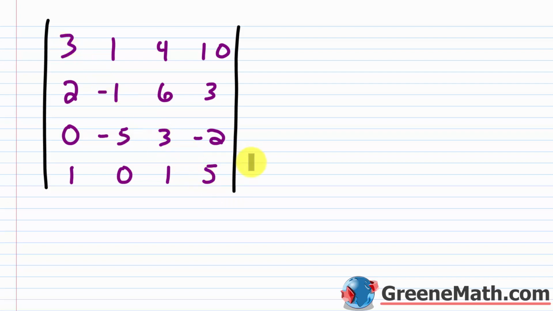So let's start out by working on this first column. I'm going to use this 1 to get a 0 here and here, and then I'm going to swap rows. So let's go through that. I'm going to multiply my row 4 by negative 2, and I'm going to add the result to row 2. That's what I'm going to change row 2 with.